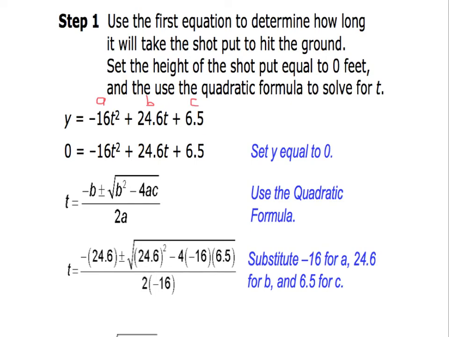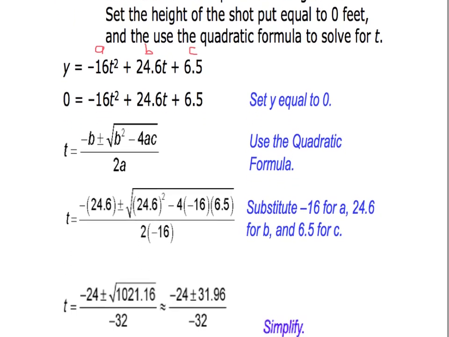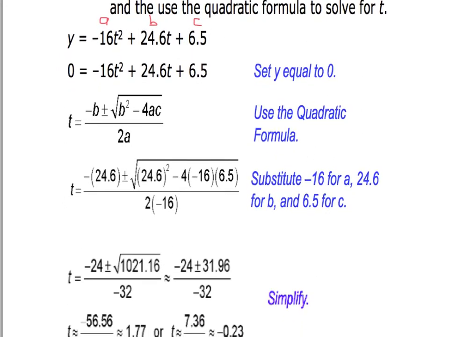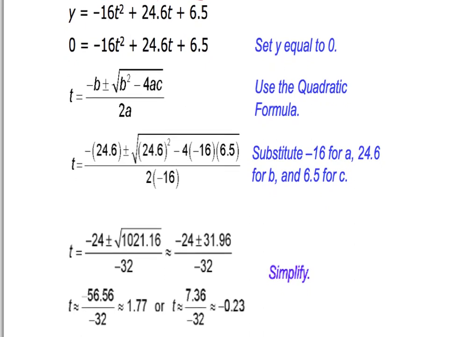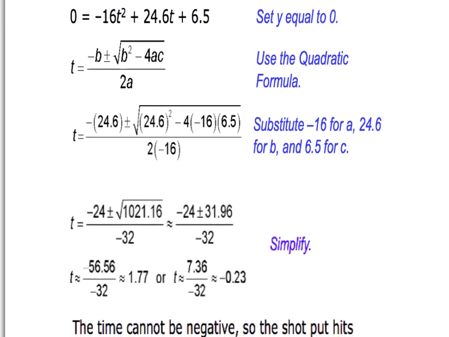Now, folks, I'm going to run through this quickly. As I said, we're just going to plug it in. We're going to use order of operations and simplify this out, and it turns out that we get two answers. We get t is going to be equal to 1.77 and negative 0.23.